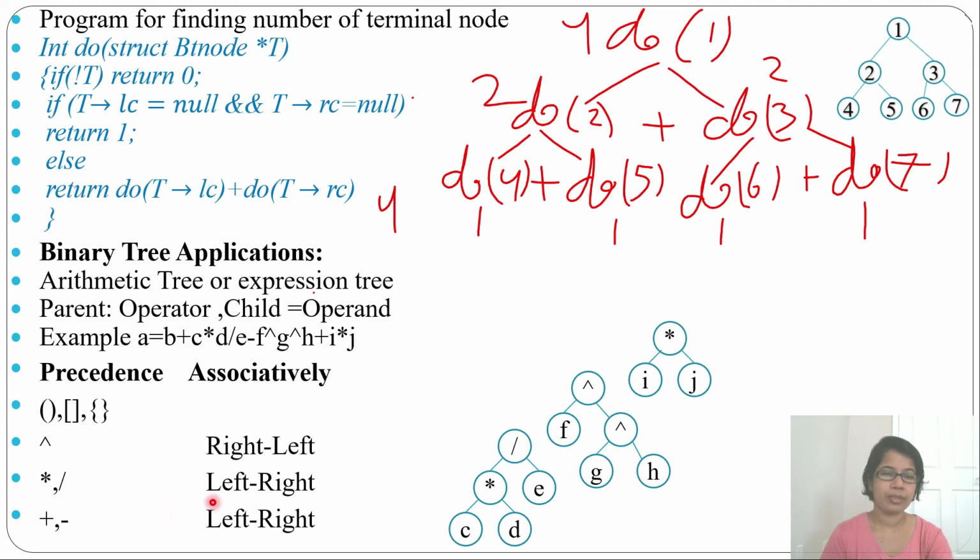Next is plus and minus, which go left to right. First we'll do this plus: b plus this whole, b plus c multiplied by d divided by e. Next, this whole minus f power g power h. Then this whole plus i multiplied by j. Now this part is done, and this is equal to a. So this is the complete expression tree for this example.